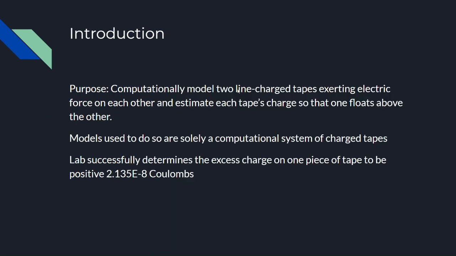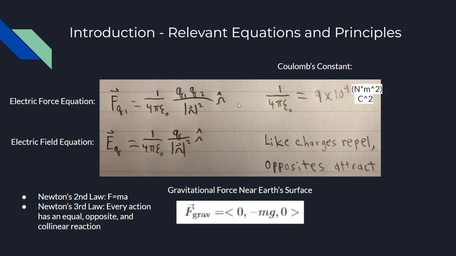The purpose of this lab is to computationally model two line-charged tapes exerting electric force on each other and estimate each tape's charge so that one floats above the other. Models used to do so are solely computational, with a system of charged tapes. The lab successfully determines the excess charge on one piece of tape to be positive 2.135e-8 coulombs.